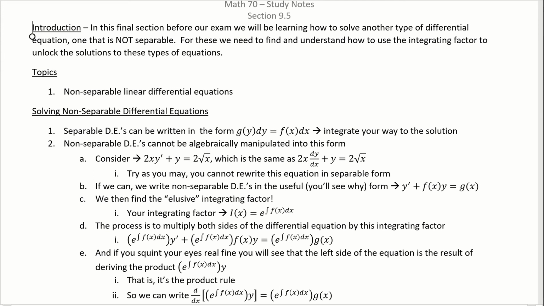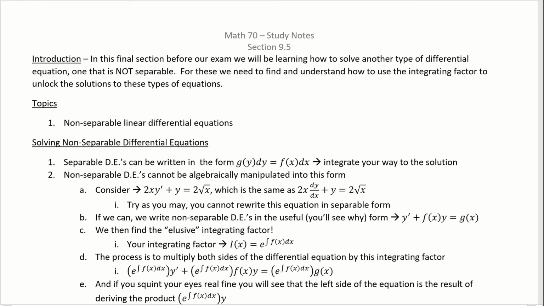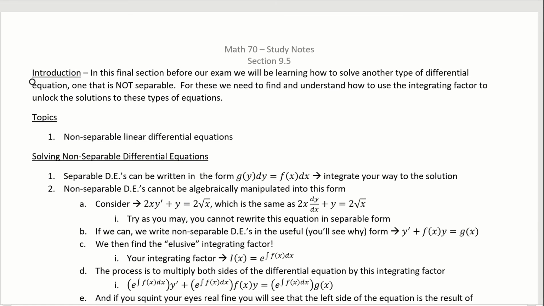I wrote some notes here at the front end, and they're there to see and show how you're supposed to do things. But essentially, this particular section, which is the last section we're going to cover before our test, is showing us a different kind of differential equation to solve. And they typically look like the following: y prime plus some sort of function of x times y is equal to some other, perhaps, function of x on the right-hand side.